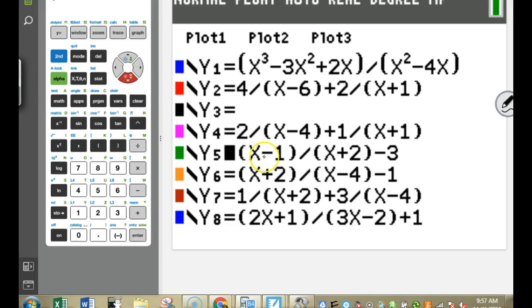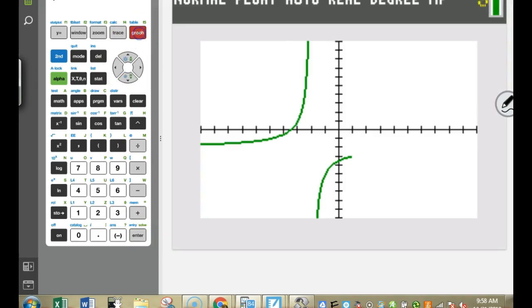I typed it in. Do you see how I typed it in, guys? I just used the original one. X minus 1 over x plus 2, and then I subtracted the 3 over to the other side. Or you can type it in as we just simplified it. You'd need parentheses around the top and parentheses around the bottom.